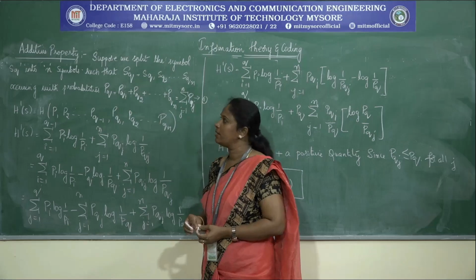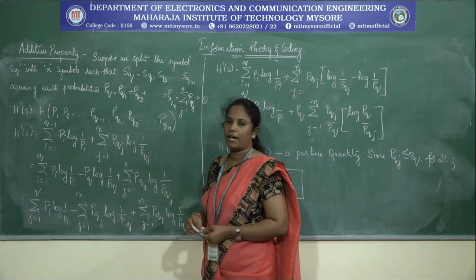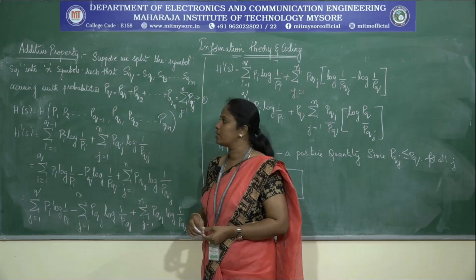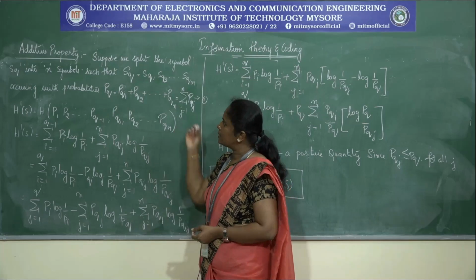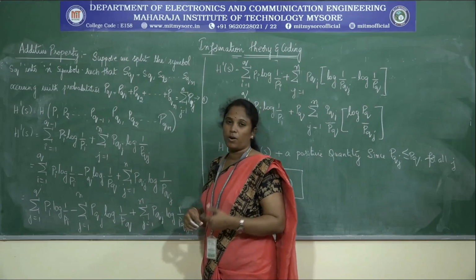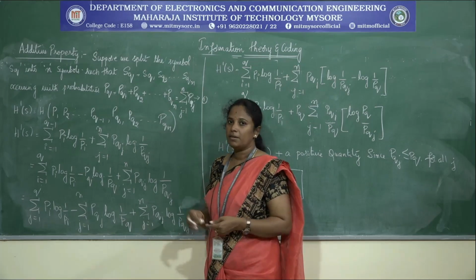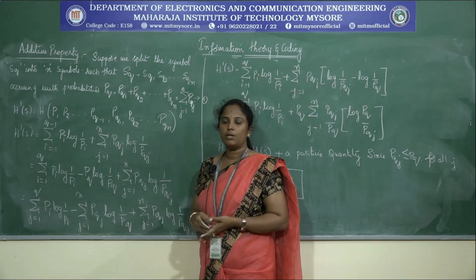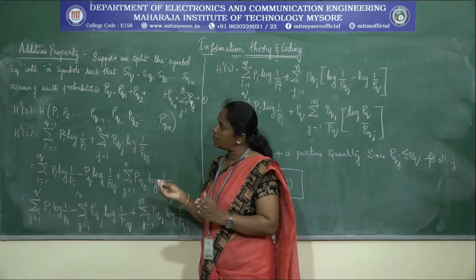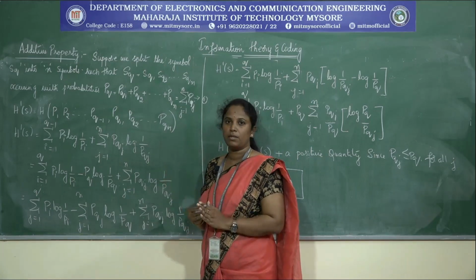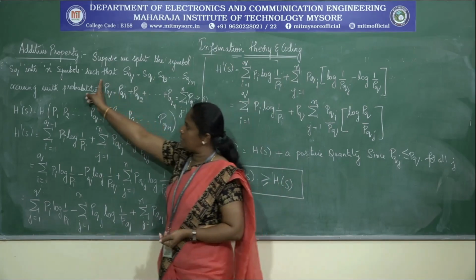The next property is the additive property. It is the fourth property of the entropy function. In order to prove this additive property, let us consider the symbols we previously considered for deriving the extremal property. But the difference is that we have split the symbols. That means the symbol Sq has been split here.